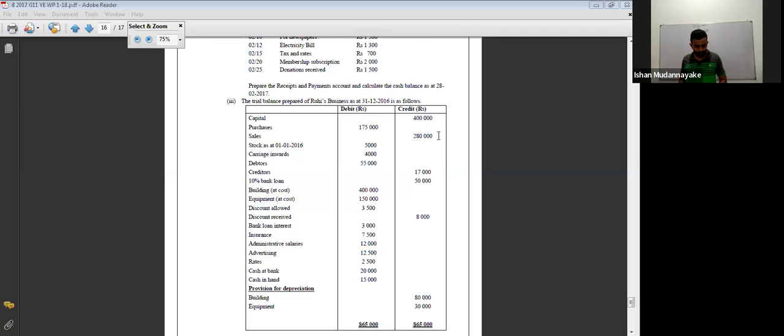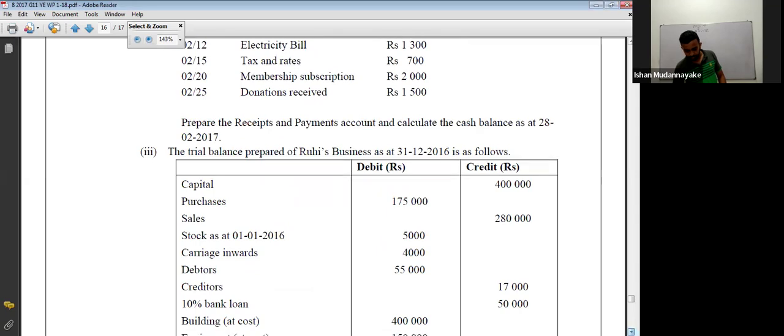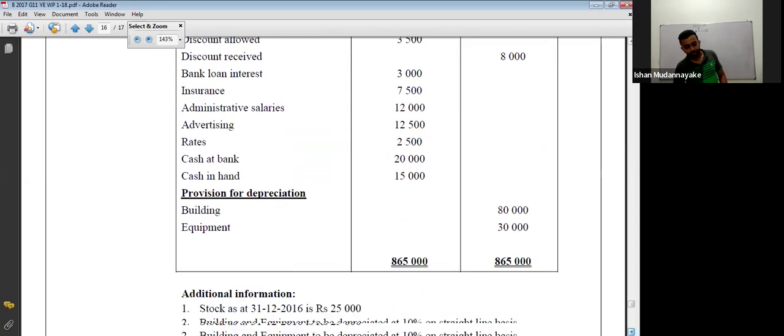Right, now I quickly discuss. Look at this question. The trial balance prepared of Ruhi's business as of 31st December 2016 is as follows. This is a trial balance of Ruhi's business. And then here you can see additional information of Ruhi's business.